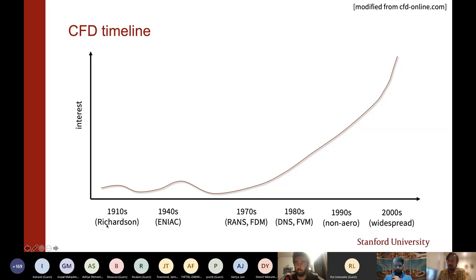the idea of using numerical methods to solve these fluid flow problems was first formulated by Lewis Fry Richardson in the 1910s. He came up with the idea that you can use hundreds of people to do these calculations and then pass on the information to the neighbor. He called it the forecast factory and used it for weather forecasting. And of course his idea miserably failed when they tried it in the 1910s with hundreds of people.